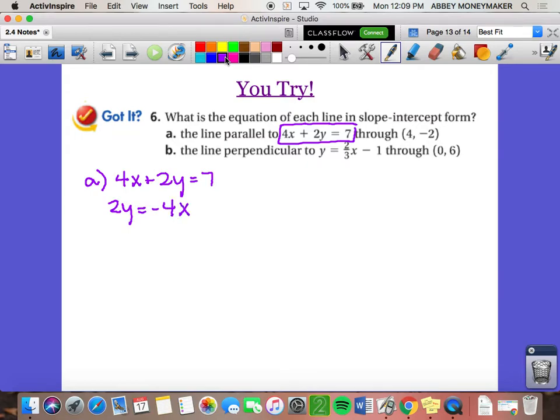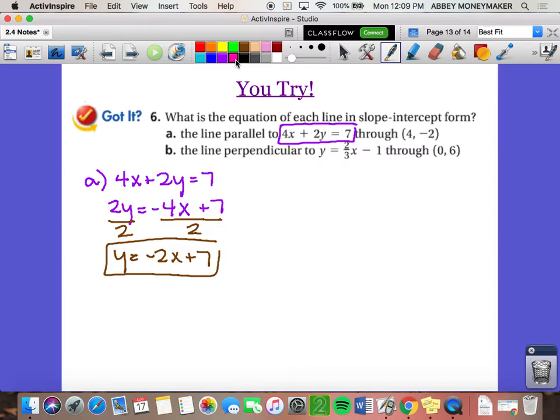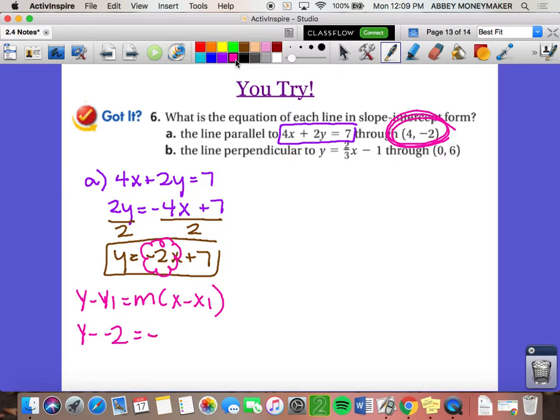So I'm going to move the negative 4x over to the other side, divide by 2. So y is equal to negative 2x plus 7. This is my equation in slope-intercept form, but guys, this is not my final answer. I had to do that in order to figure out what the slope even is. So now I found what the slope was, and now I have my other point at (4, negative 2). So now I can go ahead and do my y minus y1 equals m times x minus x1.